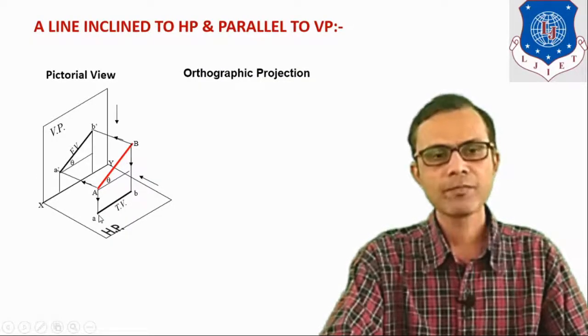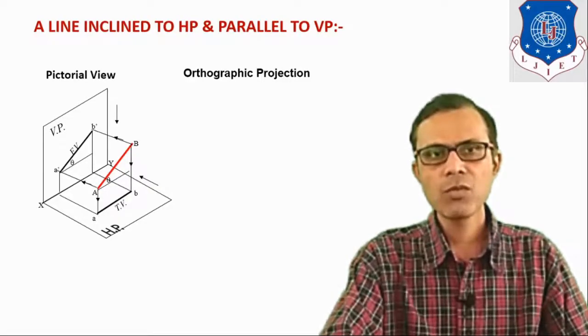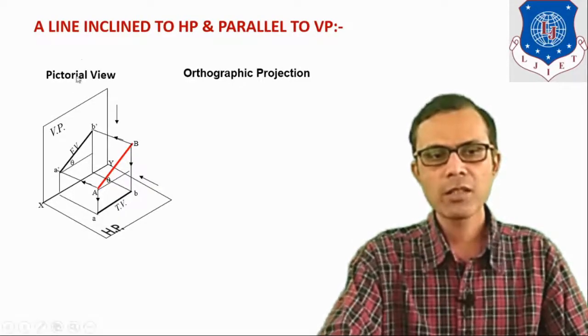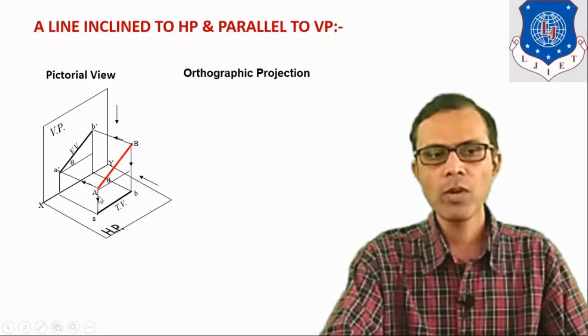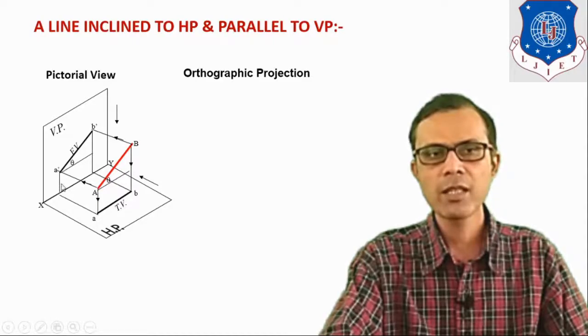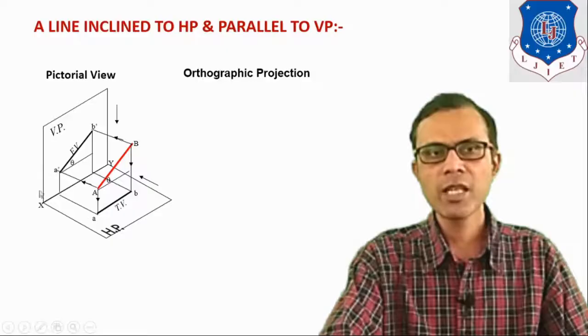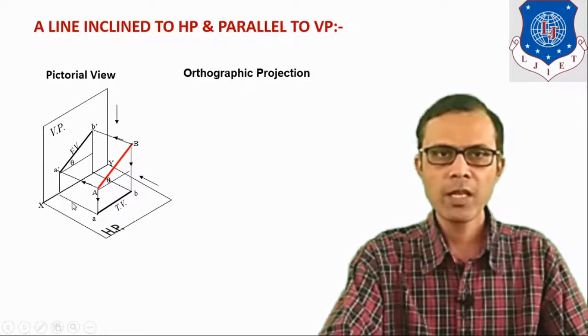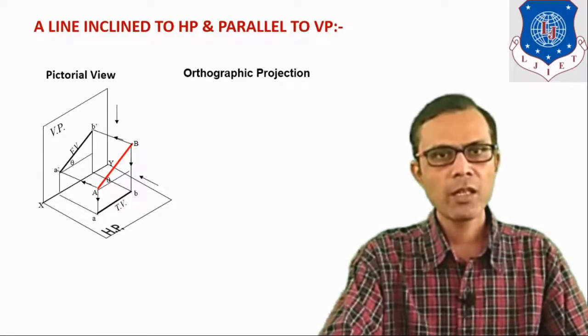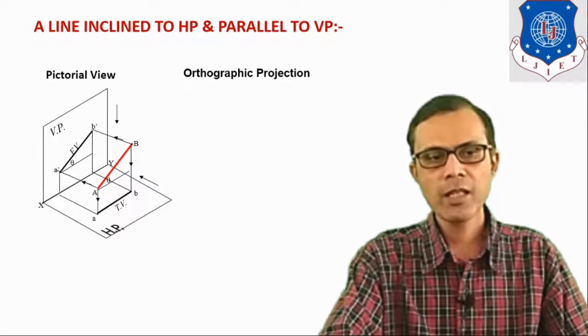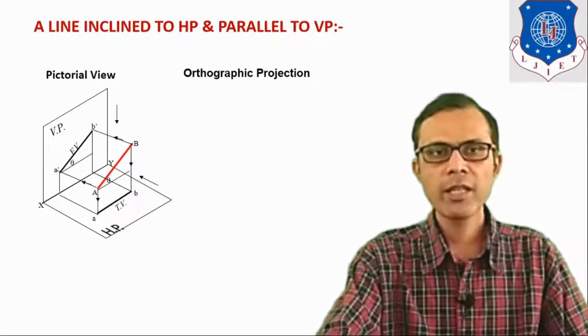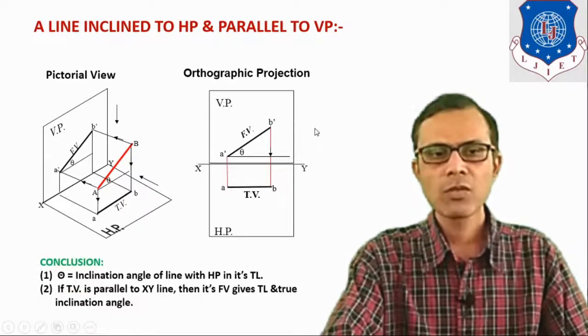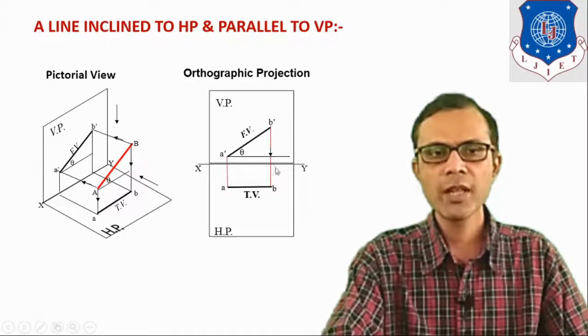With reference to the XY line, the distance of A above HP, that much similar distance is here above XY line, and this distance is in front of VP. That similar distance is here, in front of VP. When HP is rotated in clockwise direction by 90 degrees, that distance we take below the XY line. So first you have to draw this XY line.